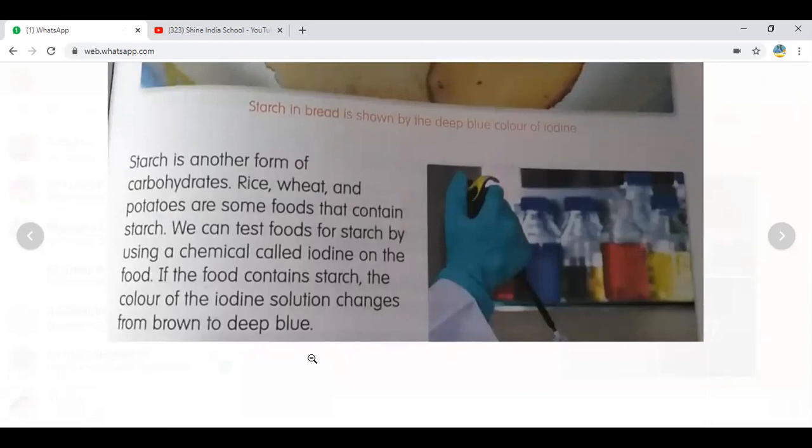Starch is another form of carbohydrate. If you take the sugar or starch, starch is another form of carbohydrate. Rice, wheat, and potatoes are some foods that contain starch.